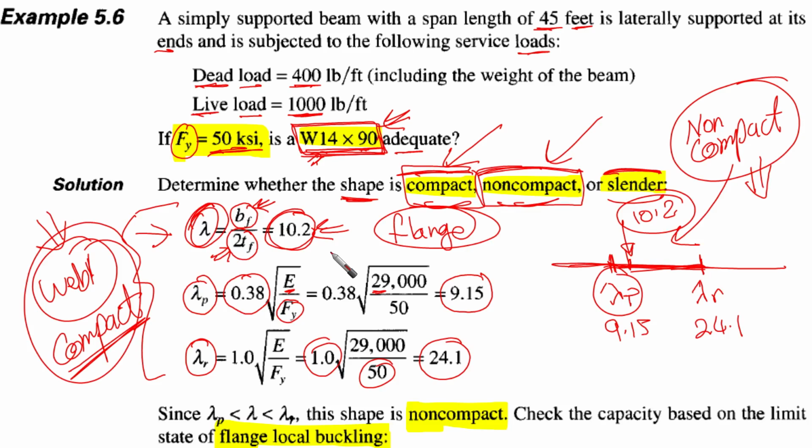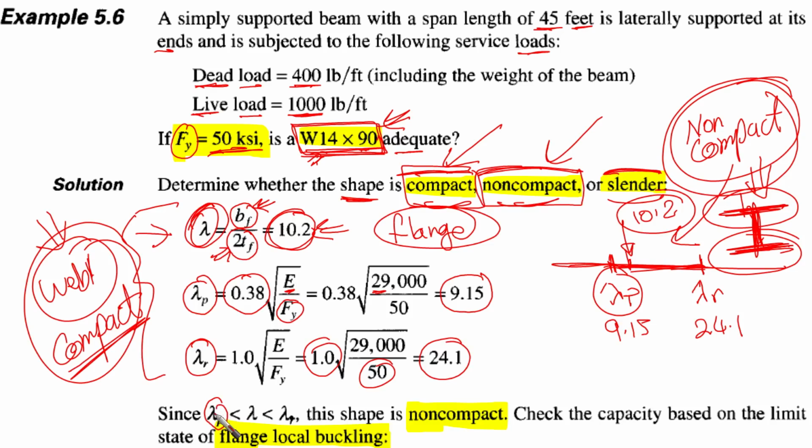If the flange is going to be non-compact, this means that the whole shape is going to be non-compact. So our shape's flanges are non-compact, however the web is compact. This means that since our lambda is larger than lambda P and less than lambda R, this shape is non-compact. Check the capacity based on the limit state of flange local buckling. We are going to use flange local buckling in order to check the capacity of our section.